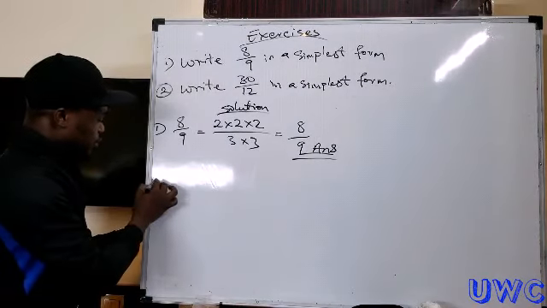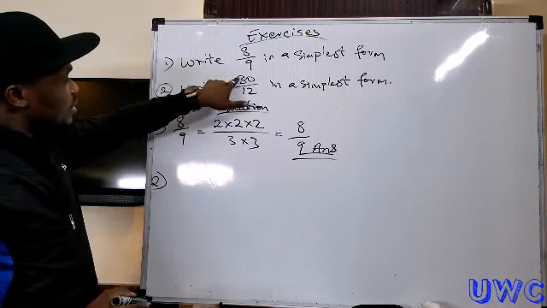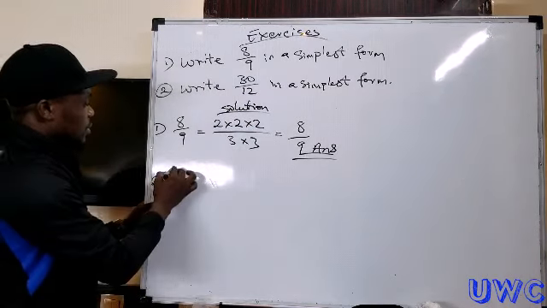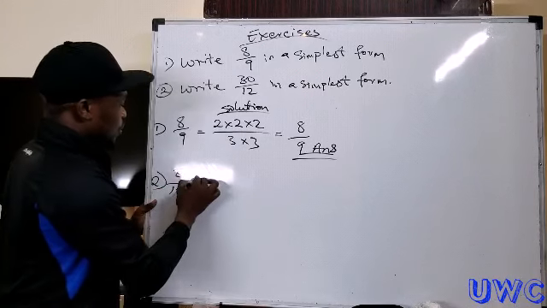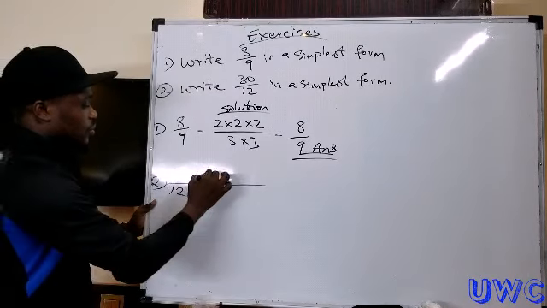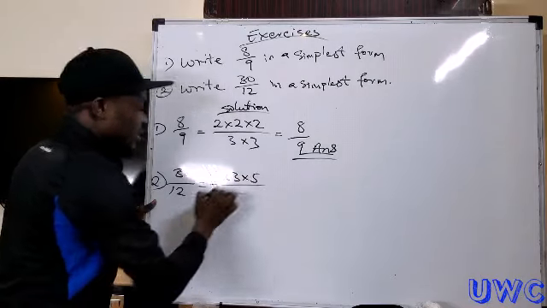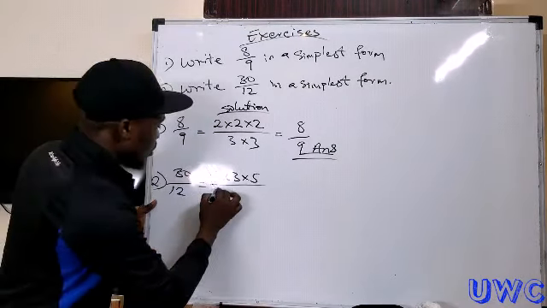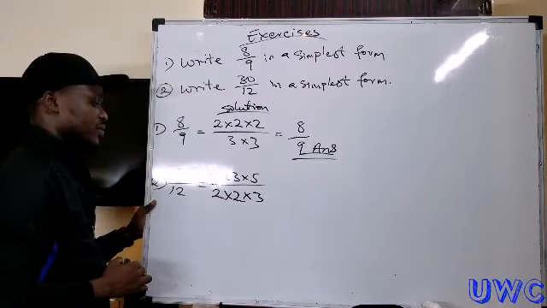So we now take number 2. Number 2 says, write 30/12 in its simplest form. 30/12, which is equal to, you find their factors. 2 multiplied by 3 multiplied by 5 is 30, while 2 multiplied by 2 multiplied by 3 is 12.